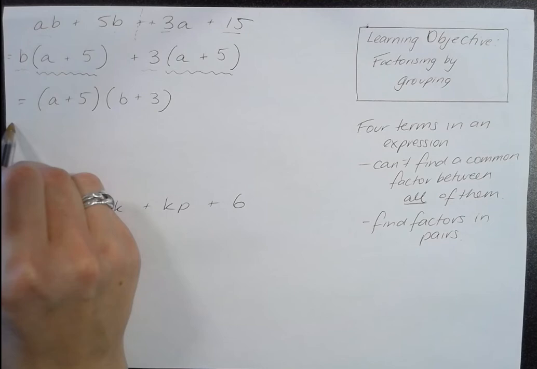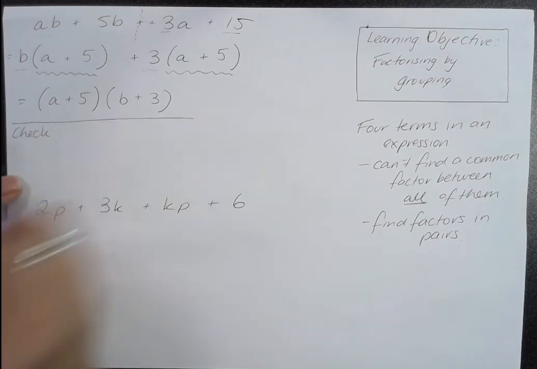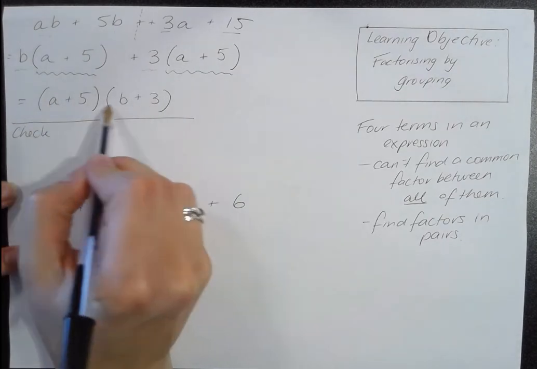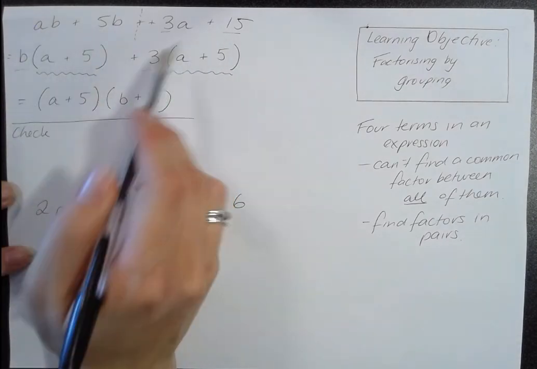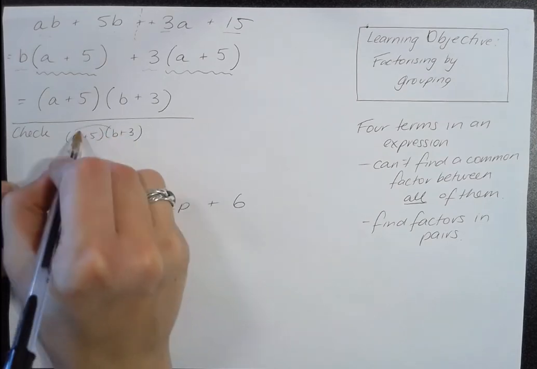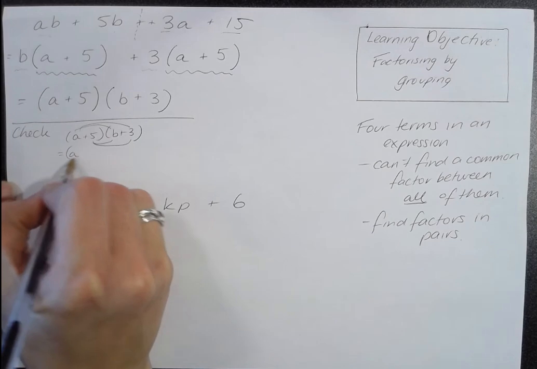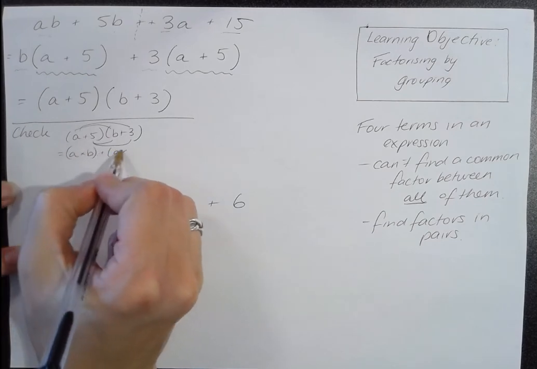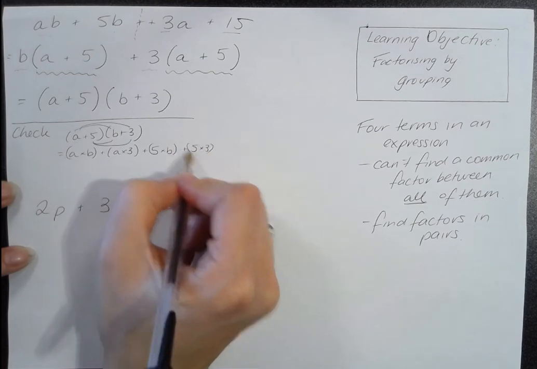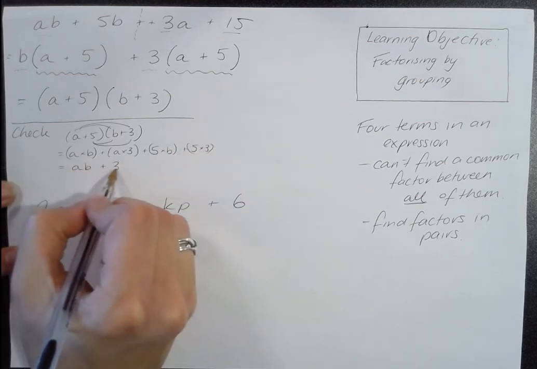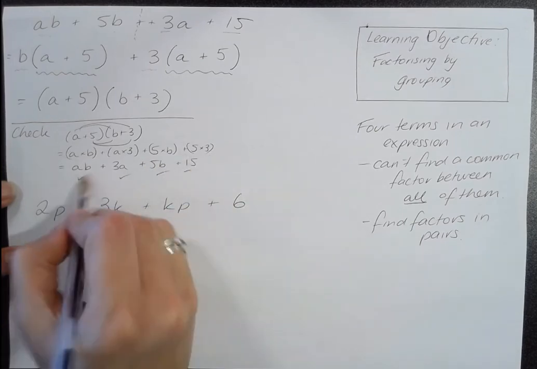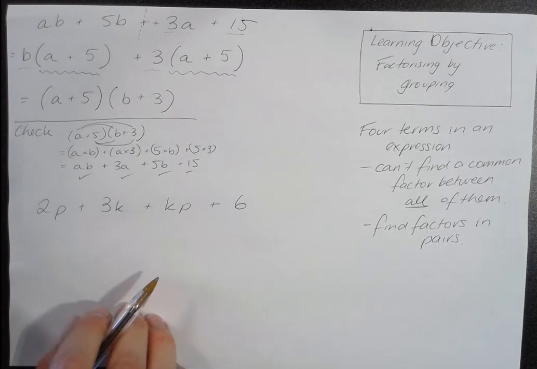Just to make sure, we can do a little bit of a check. We know how to expand, and we know that factorising is the opposite. So if we expand this out, we should get this up here. Let's try it: A plus 5, B plus 3. We can do our crab claw method. We would have A times B plus A times 3 plus 5 times B plus 5 times 3. So that is AB plus 3A plus 5B plus 15. We've got all of the terms that we need, so we've done it correctly.